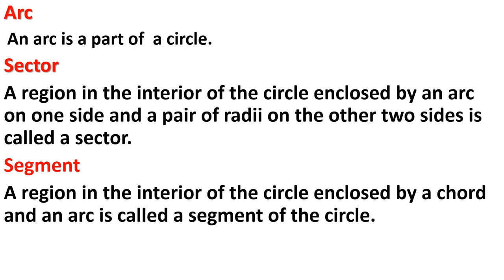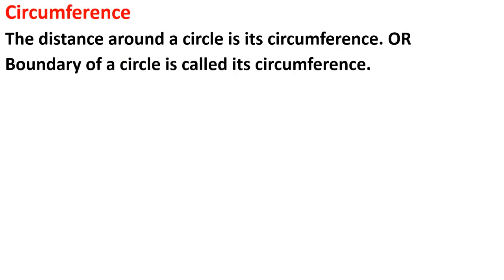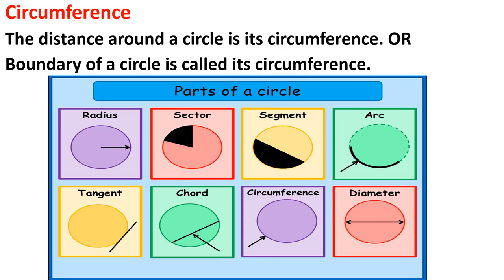Circumference. The distance around a circle is its circumference, or we can say the boundary of a circle is called its circumference. Now see the picture of all the parts of the circle that we have learned. First is radius, from the center to the circumference. Next is sector. Sector is a region enclosed by an arc and two radii. Now see, a pair of radii is there and one arc.